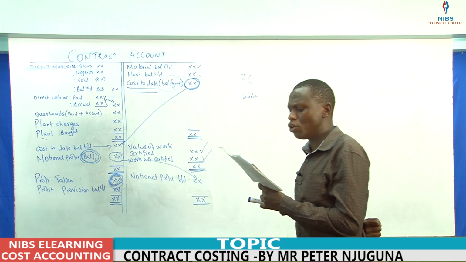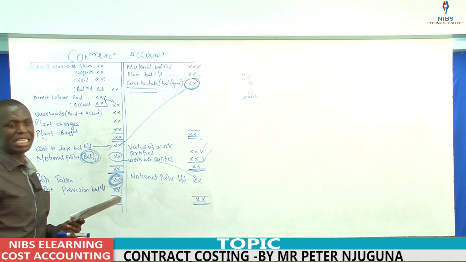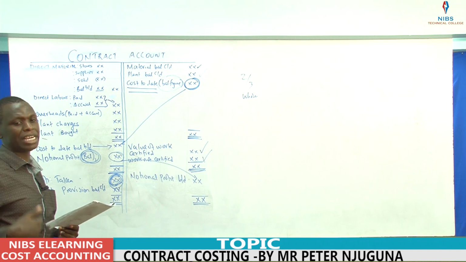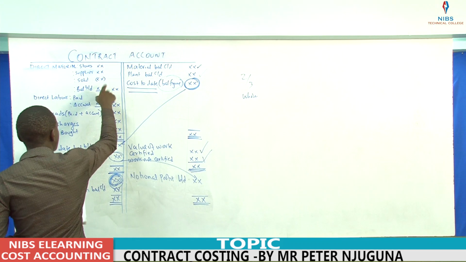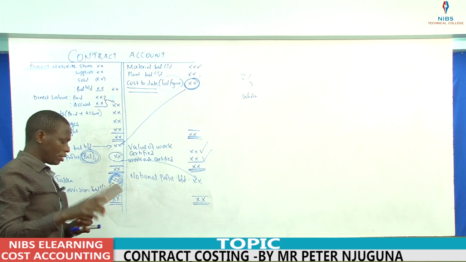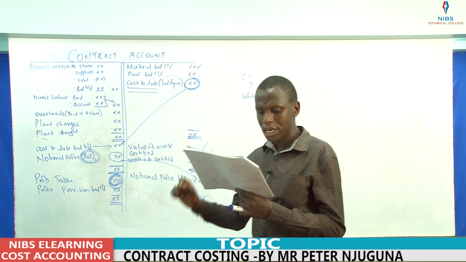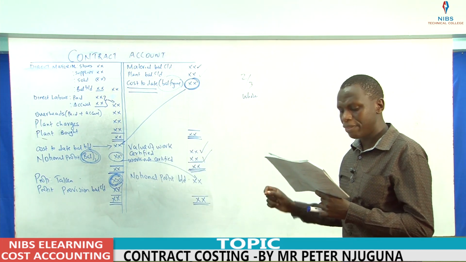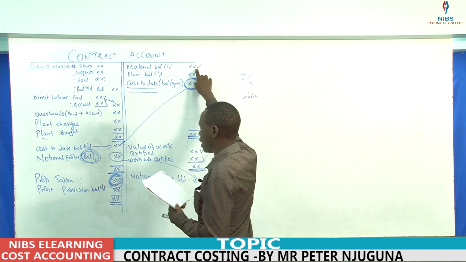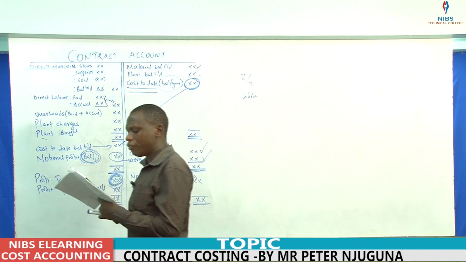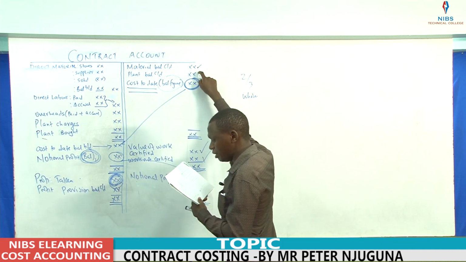We have material returned to store. If the material is returned to store, it means that it is not going to be used in the contract, and for that reason we just deduct it here. Then we have material at site on 31st Dec 2013. That is the material balance carried down. It comes on the opposite side here. Then we have the value of plant at the end of the year. At the end of the year, again here it will be.